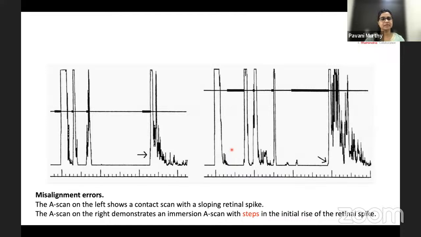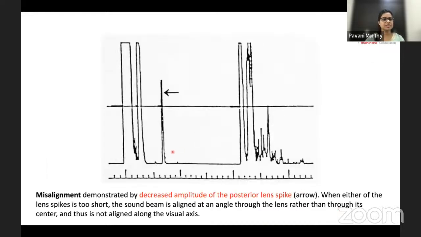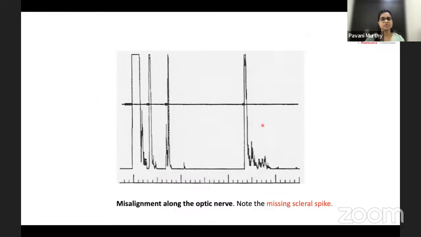A misalignment error can also happen. Perpendicularity to the macular surface is achieved when the retinal spike and the scleral spike are of high amplitude and the retinal spike arises steeply from the baseline. So there should be no sloping, no jags, no humps, no steps along the ascending edge of this spike. If you notice a decreased amplitude of the posterior lens spike, this again could point towards misalignment. So here we see that the scleral spike is missing. This means that there is a misalignment along the optic nerve.